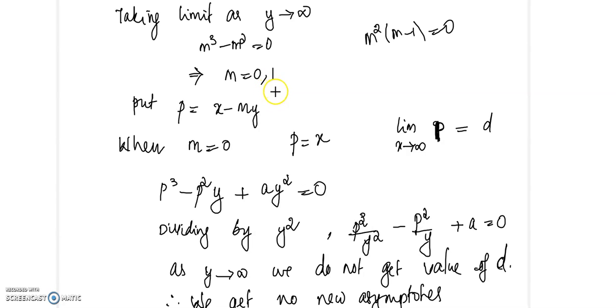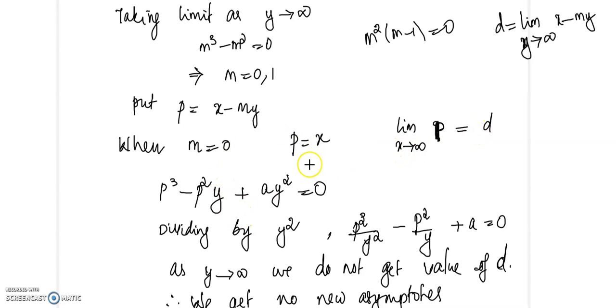Now we need to find the d value. So d will be equal to limit y tends to infinity of x minus my. So let us put p equal to x minus my. Now let me take the first value of m, which is 0. Then when m equal to 0, p will be equal to x. So the limit as x tends to infinity, p will be equal to d.